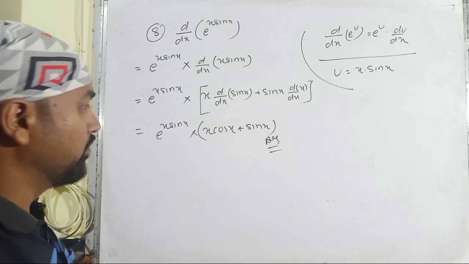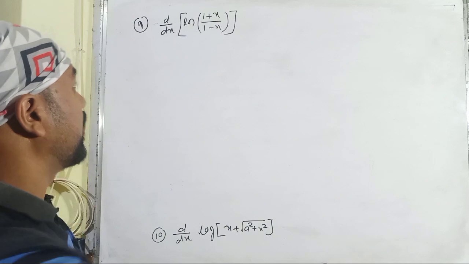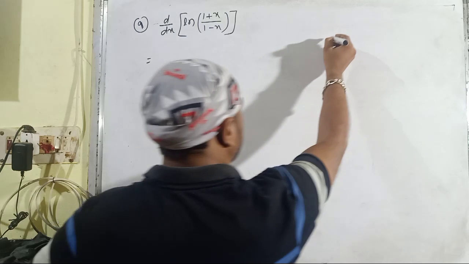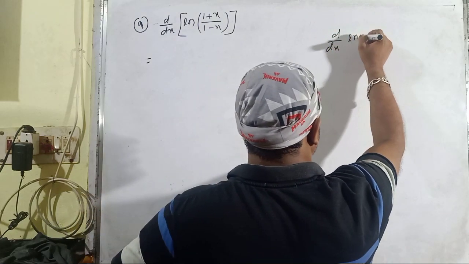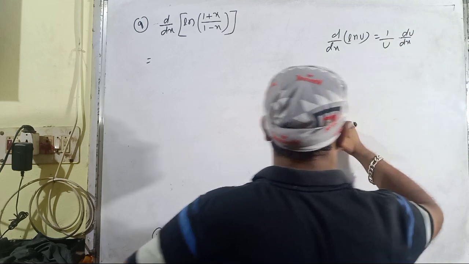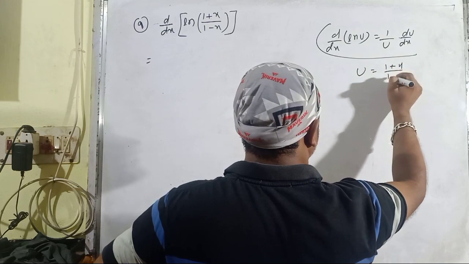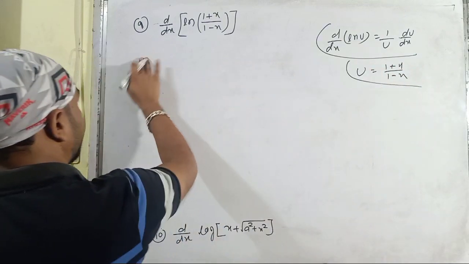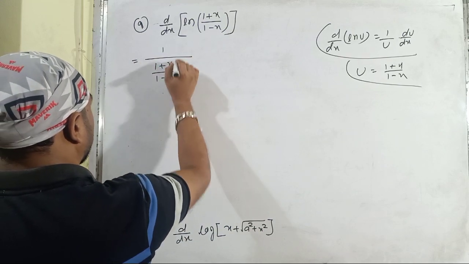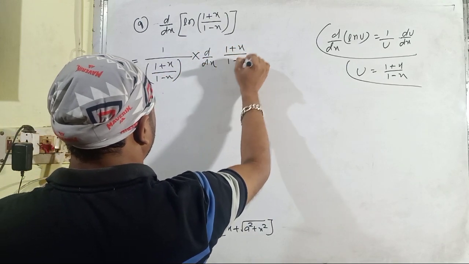Then let us go through the problem number 9 here. The problem number 9 is here. Differentiation of ln of 1 plus x divided by 1 minus x. So differentiation of ln u is 1 upon u multiplied with the differentiation of u with respect to x. And here u is 1 plus x divided by 1 minus x. So it will be 1 upon 1 plus x divided by 1 minus x multiplied with the differentiation of 1 plus x divided by 1 minus x.